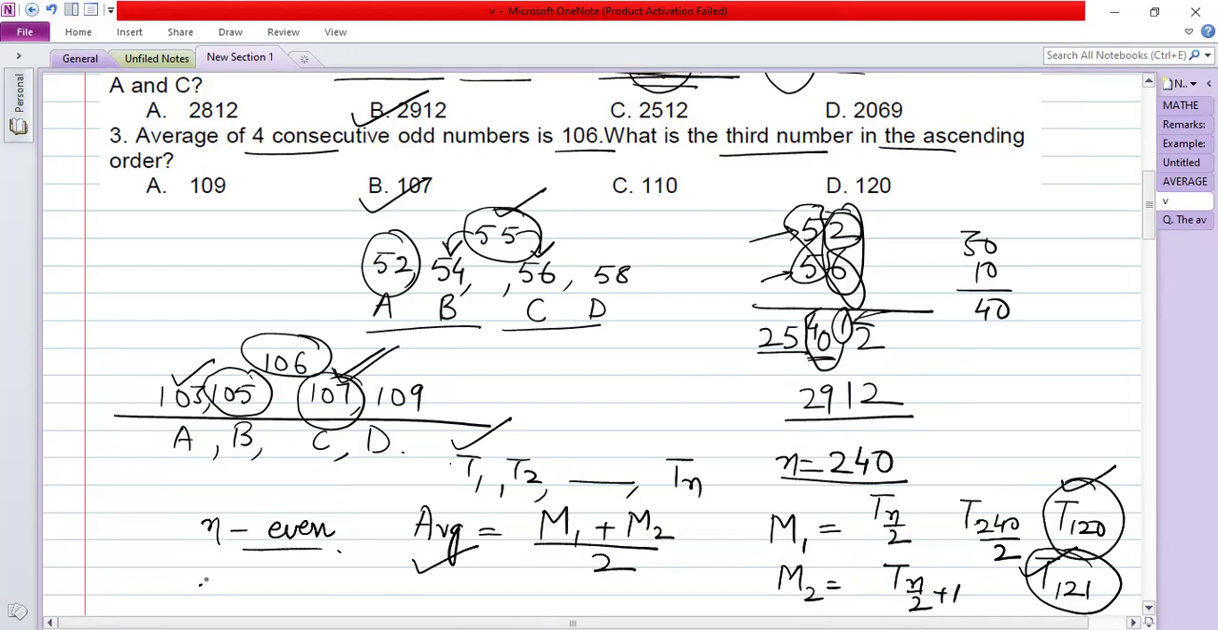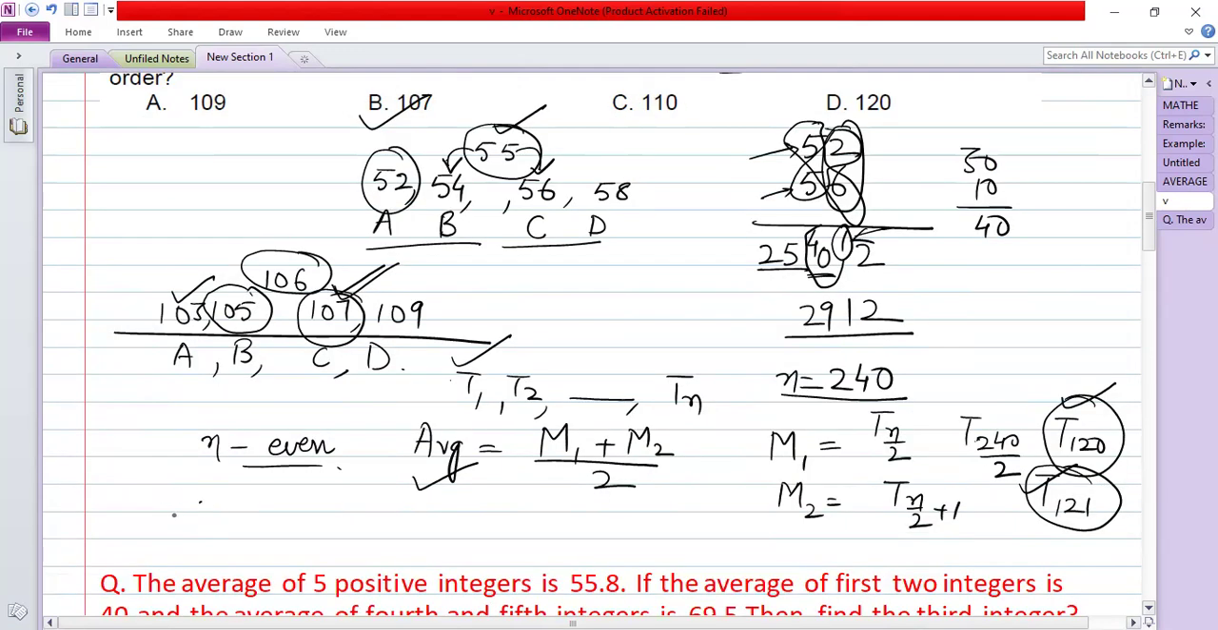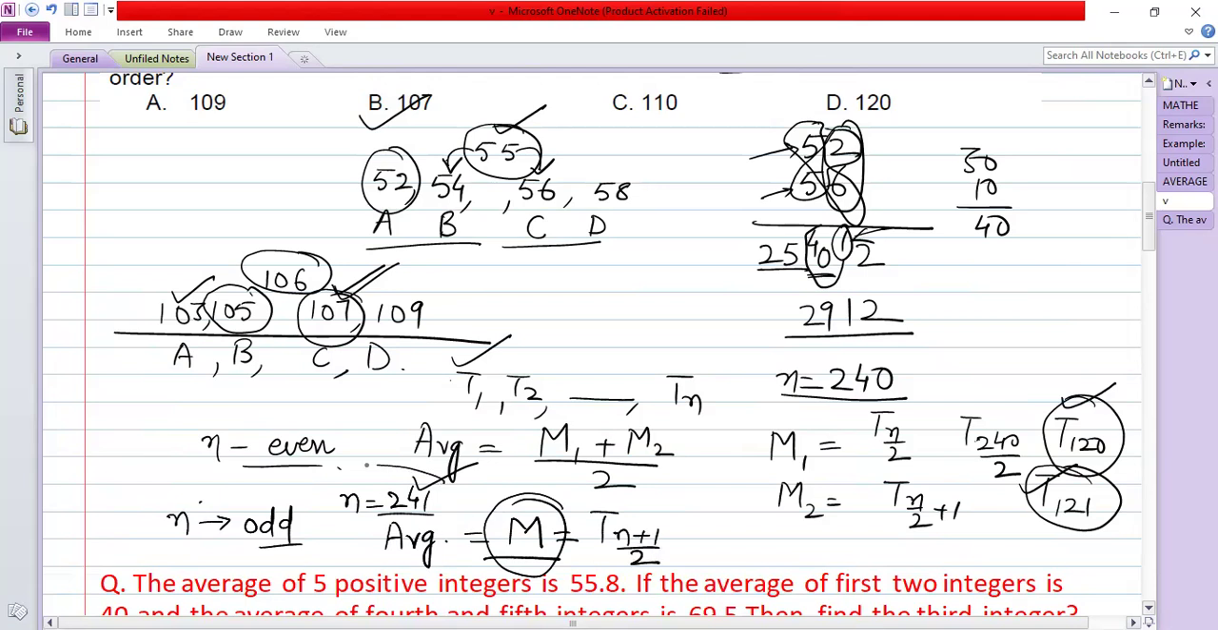Okay. And if n is odd, meaning we have an odd number of terms, for example n is 241 terms, then the average will be the single middle term. In this case, we will have only a single middle term. And what will this single middle term be? It will be nothing but n plus 1 divided by 2. So if it is 241 terms, then our average will be the 241 plus 1 divided by 2, which is 242 divided by 2, meaning the 121st term. This term will be the average term.